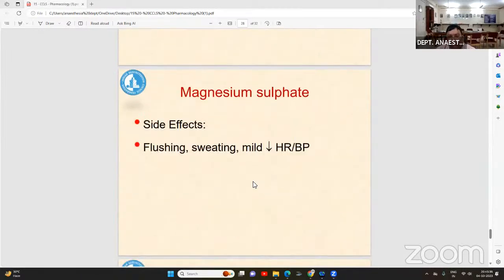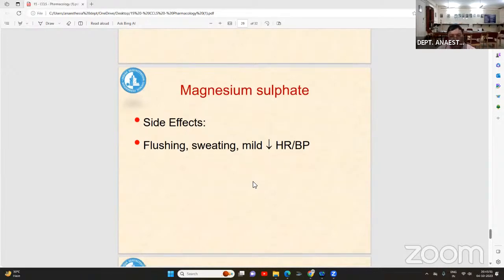Side effects are flushing, sweating, and a mild decrease in the heart rate and BP. Among the side effects, it is most commonly used by the gynecologists for eclampsia cases, where you have to monitor for the knee jerk and other muscle weakness, and other things.